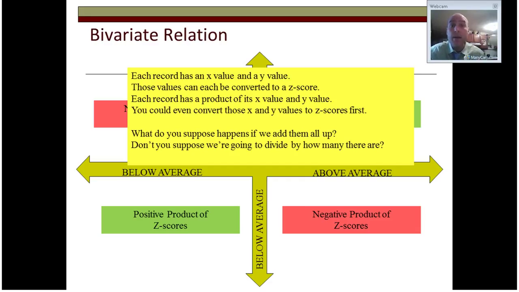different example in just a minute, has an X and a Y value if you have multiple variables. X could be reading, it could also be your foot size, doesn't matter until we start talking about independent and dependent variables. But for each record, we have a value for an X and a Y score, and those can be converted to a Z score if we know the mean for your variable and its standard deviation. Therefore, each record has a product of its x and y value. You can even convert those x and y's to z scores first, and we multiply those z scores together.